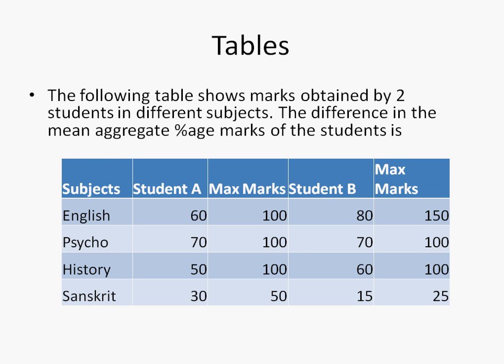This was from this year's CSAT, and this is an easy question. It says the following table shows the marks obtained by two students in different subjects. The difference in the mean aggregate percentage, right? Even if you don't understand what mean aggregate percentage is, you have to find the difference in aggregate percentage marks of the students. This is simple, so rather than me telling you the solution, let me give you around 1 minute to solve this, and then we'll do it together.